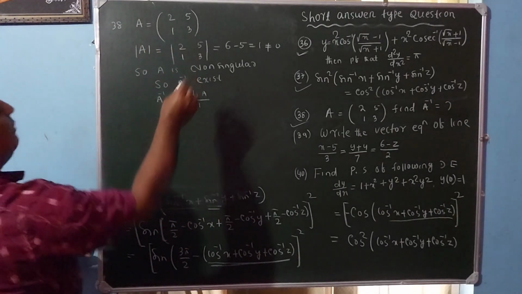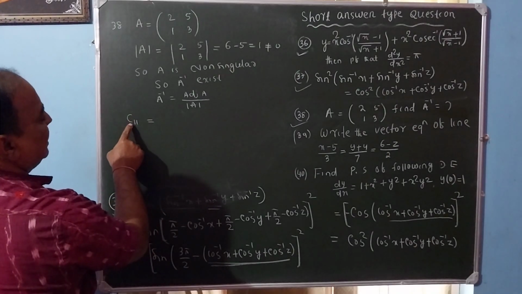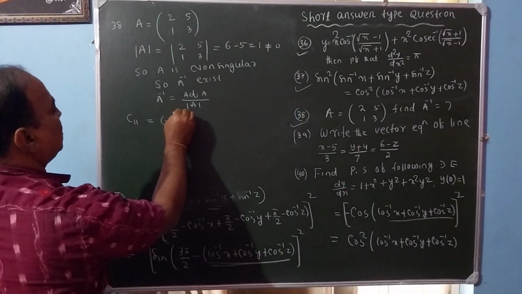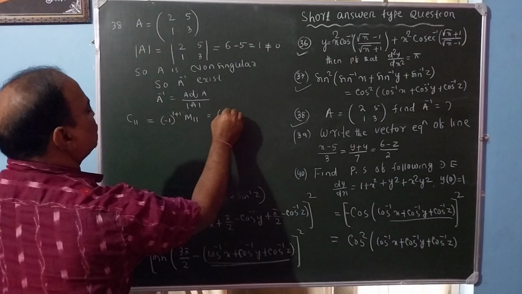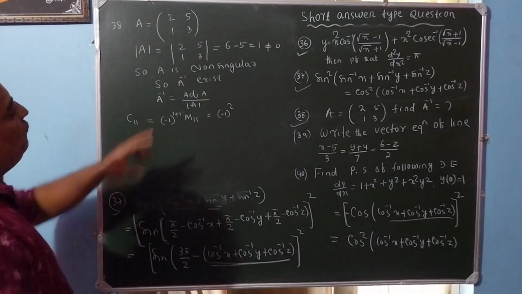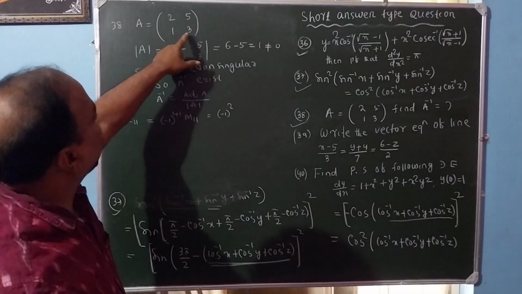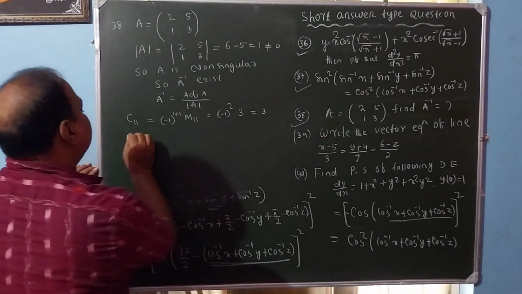So first of all, we have to find out C11. C11 means i is 1, j is 1. Formula: minus 1 to the power 1 plus 1, minor of 1, 1. Here it is minus 1 squared. Minor of A11 means you have to delete these rows, these columns. So it is 3.